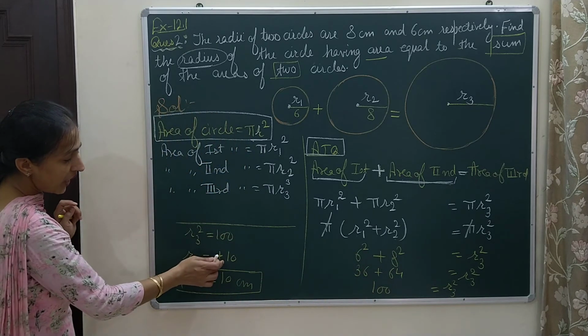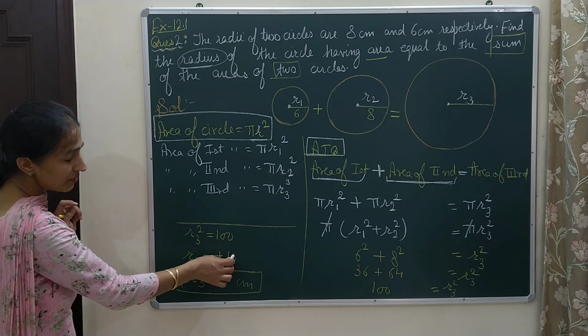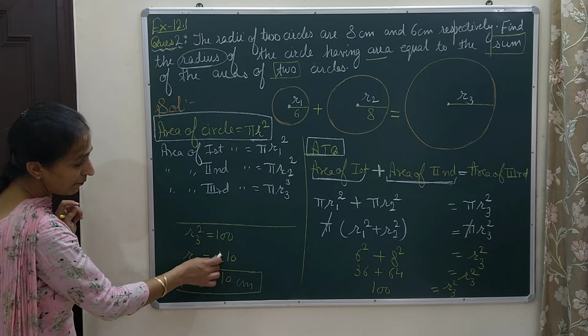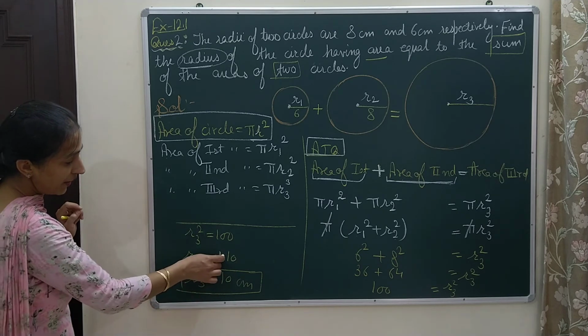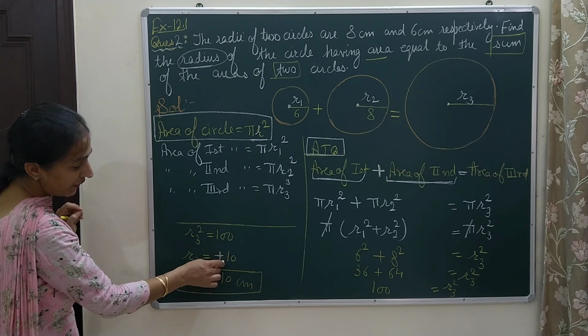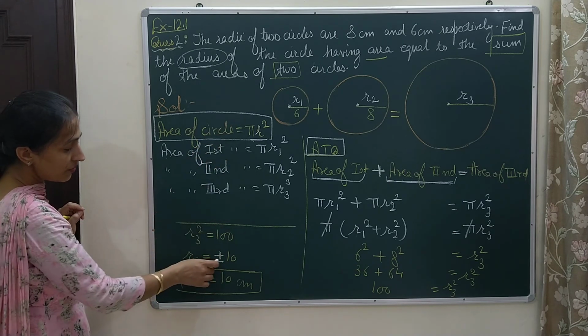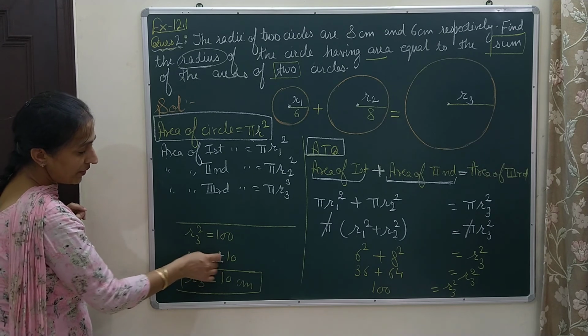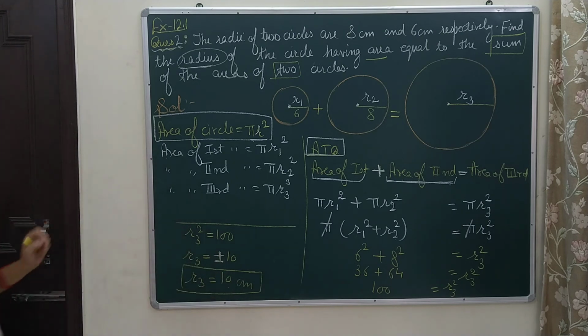And when I take the root of R3 square, I get plus minus 10. And as distance can never be negative, it is a radius of a circle, it cannot be negative. So I will be taking plus 10 as the radius. Thank you.